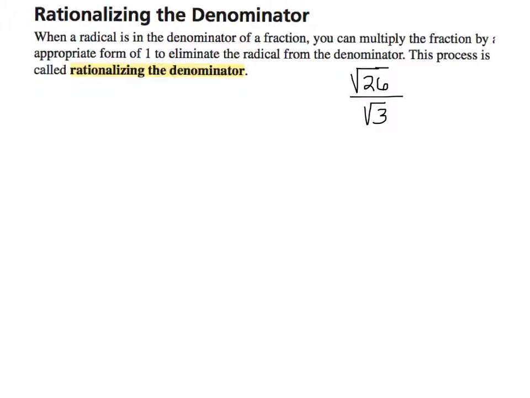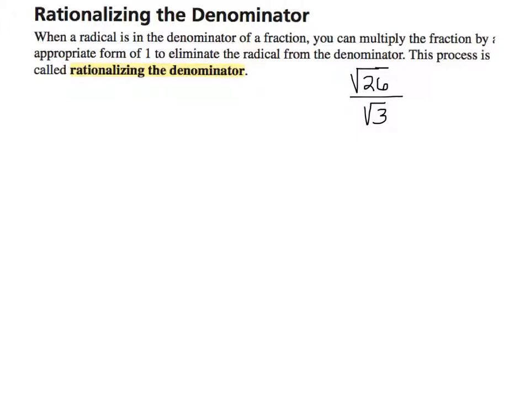Now, that's not simplified because there is a root on the bottom. You cannot have a square root on the bottom. 26 thirds cannot be simplified. So this is where it's called rationalizing the denominator. When a radical is in the denominator of a fraction, you can multiply the fraction by an appropriate form of 1 to eliminate the radical from the denominator. This process is called rationalizing the denominator.